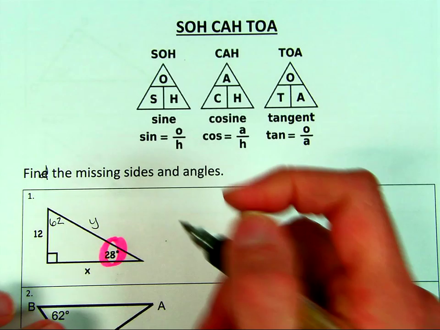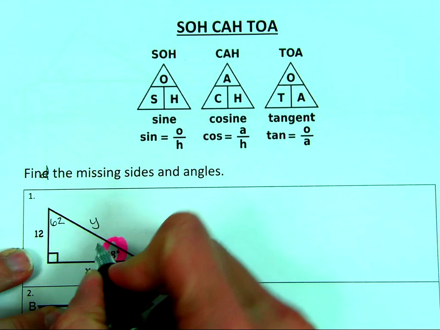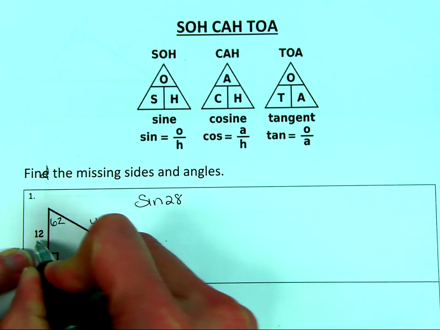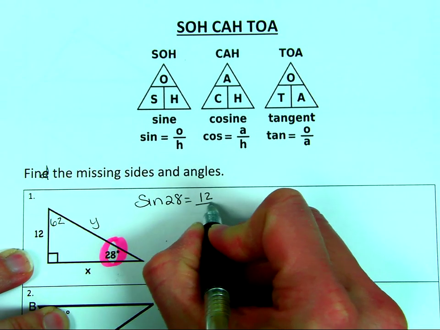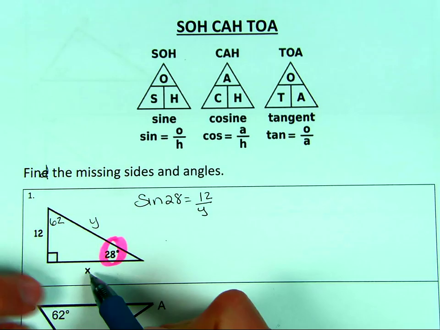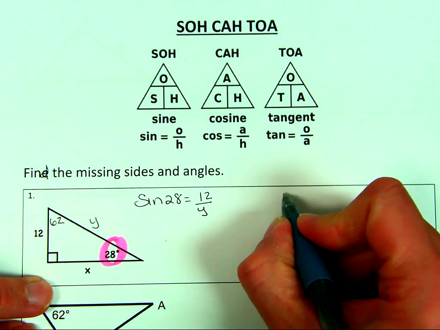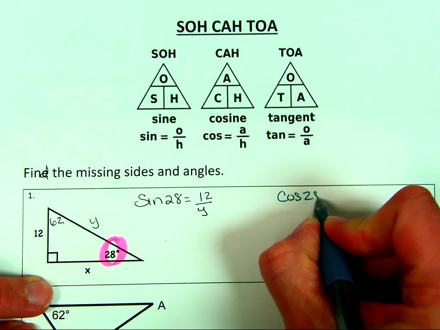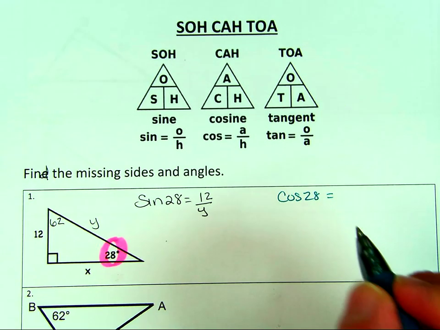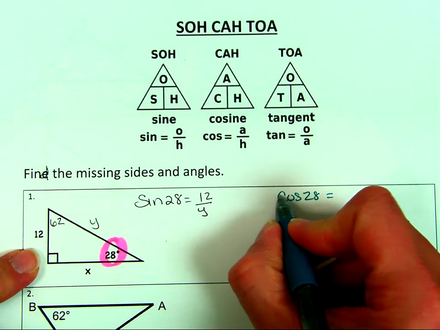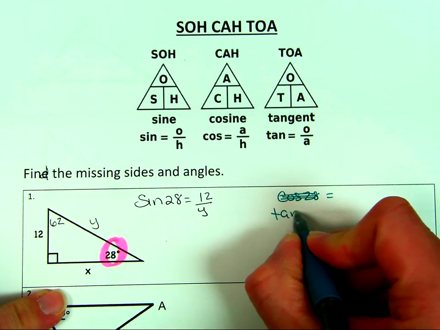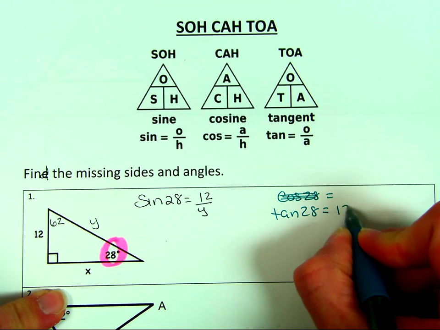If I want to find Y, I would say that the sine of 28 is the opposite side over the hypotenuse. And if I want to try to find this side, I would say the cosine of 28 equals, never mind, let's not use cosine because we don't have Y yet, so we might as well use the 12. So that would be tangent. We'd say the tangent of 28 equals 12 over X.